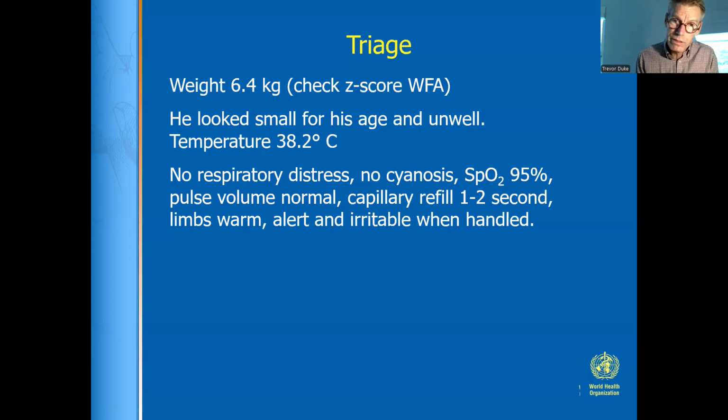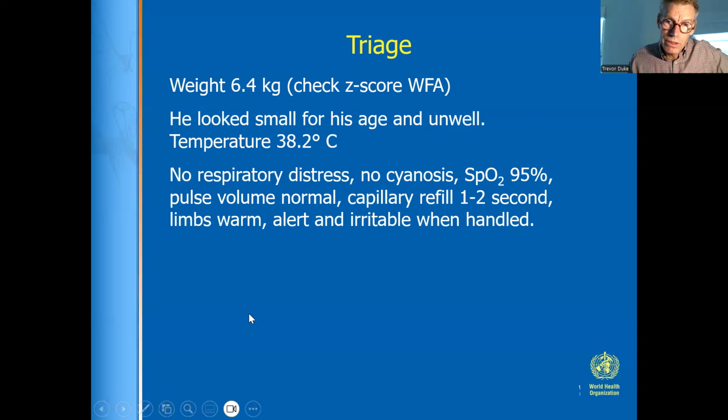His temperature was 38.2, but he had no respiratory distress. He was not cyanosed. His saturations were okay, 95%. His pulse volume was normal. His capillary refill was 1 to 2 seconds. His limbs were warm. He was alert, but he was irritable and seemed quite miserable, obviously in some discomfort from his oral lesions.